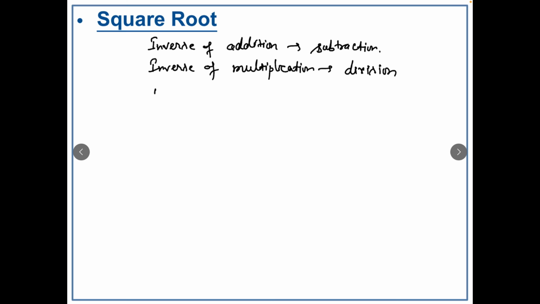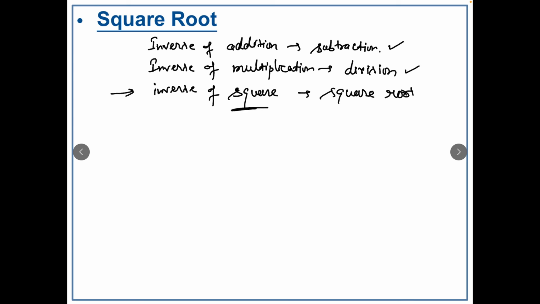In a similar way, the inverse of square is square root, or you can say the inverse of square root is square. Just like the inverse of addition is subtraction and the inverse of subtraction is addition, and the inverse of multiplication is division and the inverse of division is multiplication, the inverse of square is square root and the inverse of square root is square. Let's understand this with a few examples.